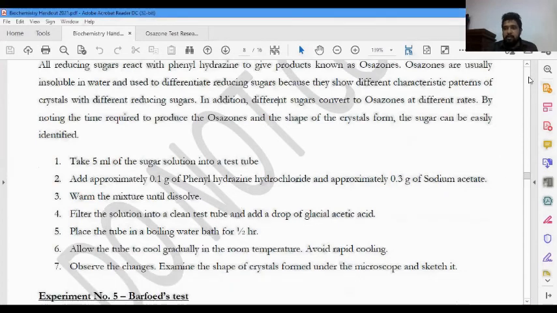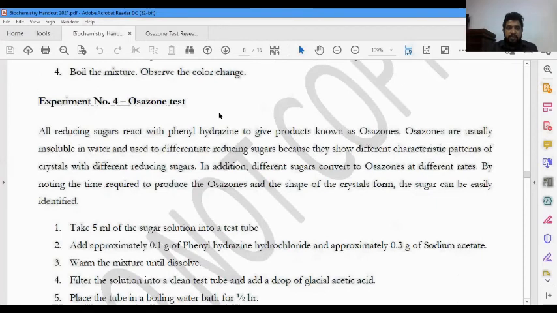In some textbooks I have seen that this test is referred to as the phenylhydrazine test. Yes, the phenylhydrazine test. But it's better to refer to it as the osazone test. Is that clear?